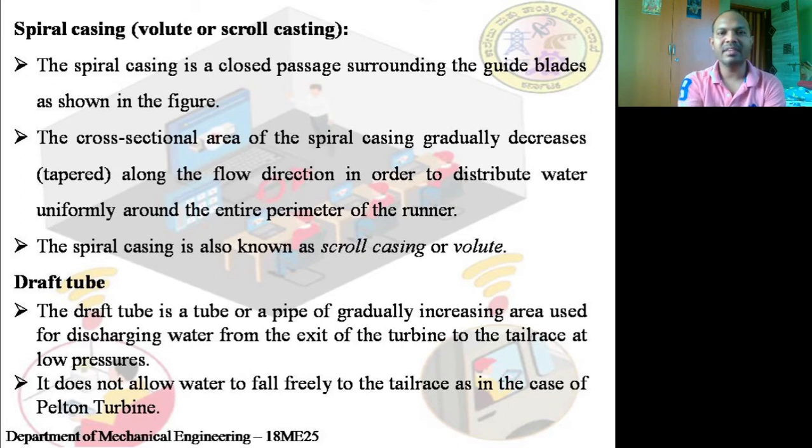The spiral casing is a closed passage surrounding the guide blades, as shown in the previous figure B. The cross-sectional area of the spiral casing gradually decreases along the flow direction in order to distribute water uniformly around the entire perimeter of the runner.